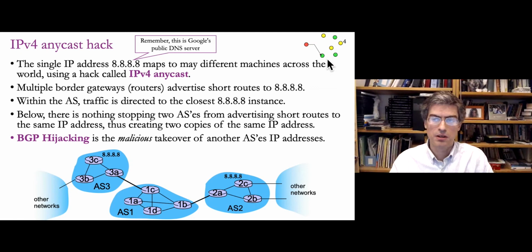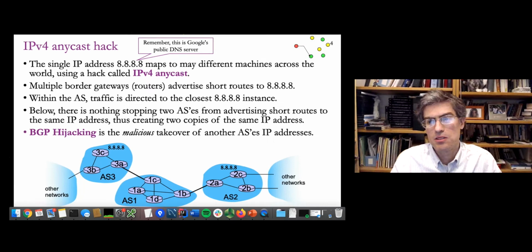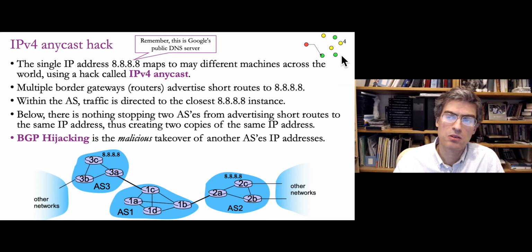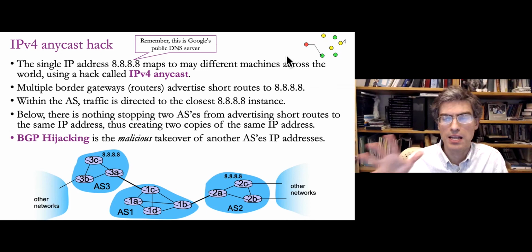When you have a service that needs to handle a lot of traffic, you have all these red customers coming in that want to talk to your service. You have many duplicate copies, these green nodes, and it doesn't matter which of the servers the customer connects to, as long as the servers are all running the same code and have access to the same data. Having some kind of anycast mechanism is a way to implement load balancing.